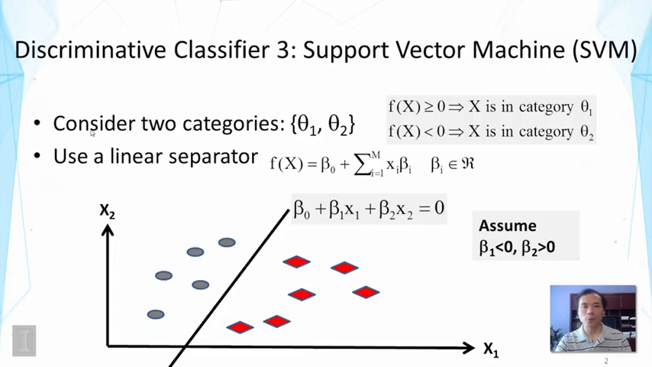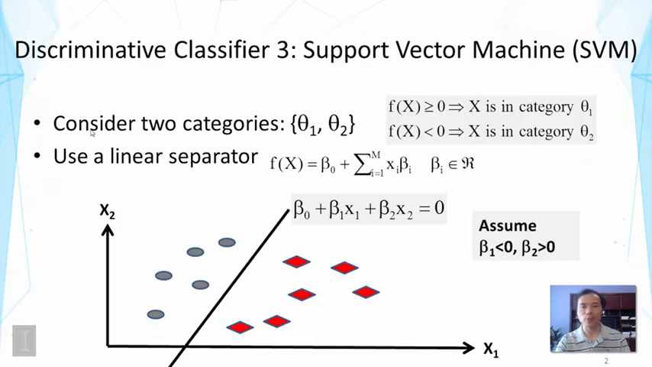So to introduce this classifier, let's also think about the simple case of two categories. We have two topic categories, theta 1 and theta 2 here, and we want to classify documents into these two categories, and we're going to represent a document again by a feature vector x here. Now the idea of this classifier is to also design a linear separator, as you see here, and it's very similar to what you have seen in logistic regression, right?